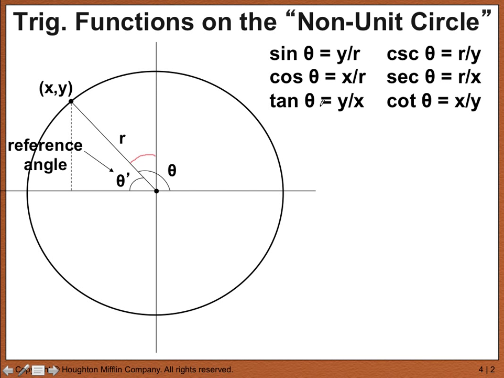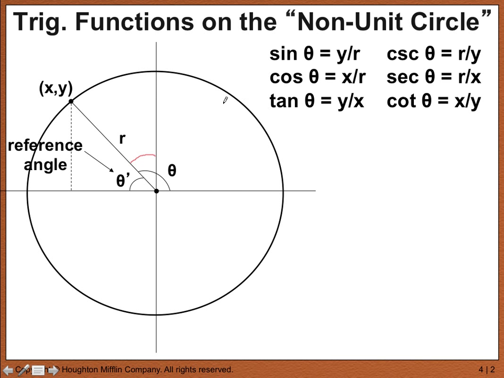Tangent theta is opposite over adjacent, y over x. Cosecant theta is simply the reciprocal of the sine, therefore y over r becomes r over y. Secant, the reciprocal of cosine, therefore x over r becomes r over x. And cotangent, the reciprocal of tangent, and therefore y over x becomes x over y.